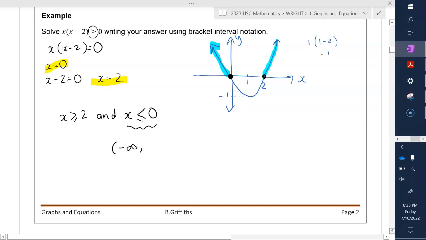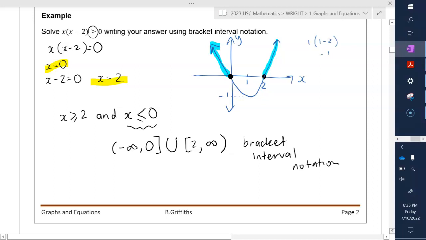Minus infinity, and it would go up to 0 and include 0. And we would have a union of that, which means it would be this part as well as the next part. So we'd have a square bracket, we'd be including that 2, and that 2 would continue on because it's all values bigger than 2 up to infinity. And that's how we would write that using bracket interval notation. Now, both of these answers are correct, but it's asked us for bracket interval notation, so we want to write it as bracket interval notation.